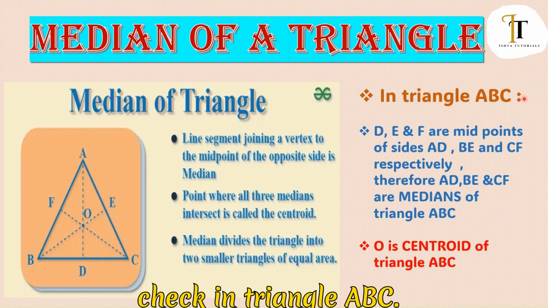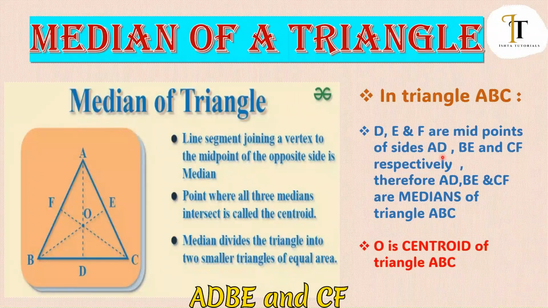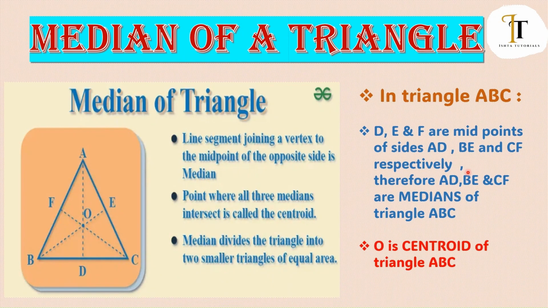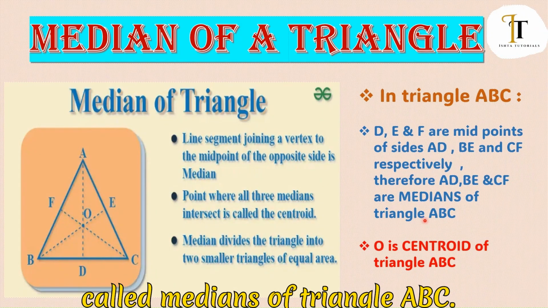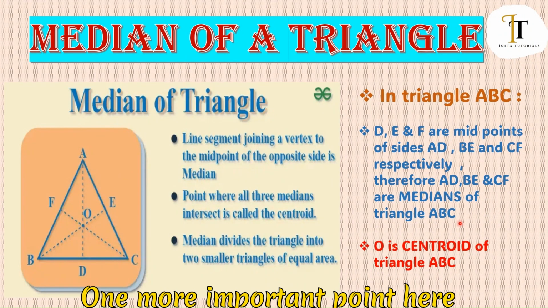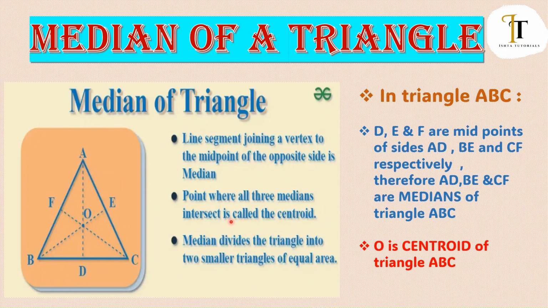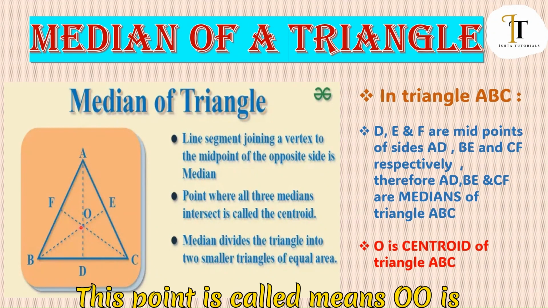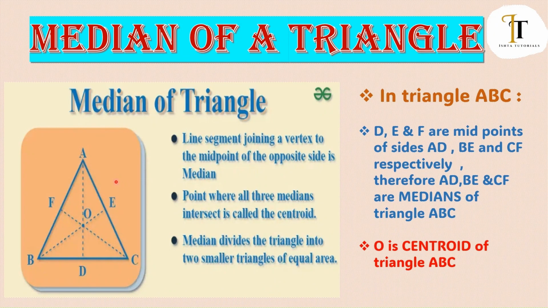Now let's check. In triangle ABC, D, E, F are the midpoints of sides BC, CA and AB respectively. Therefore, AD, BE and CF are called medians of triangle ABC. One more important point here, where all the three medians intersect, this point is called O. O is called the centroid of a triangle.